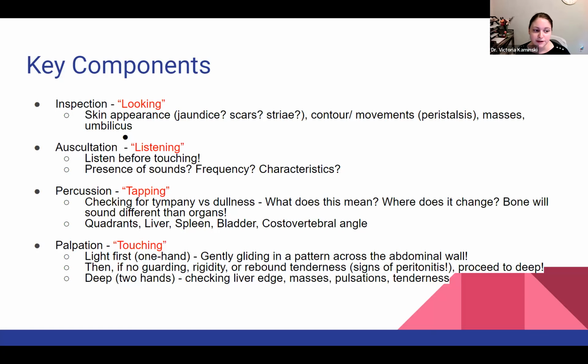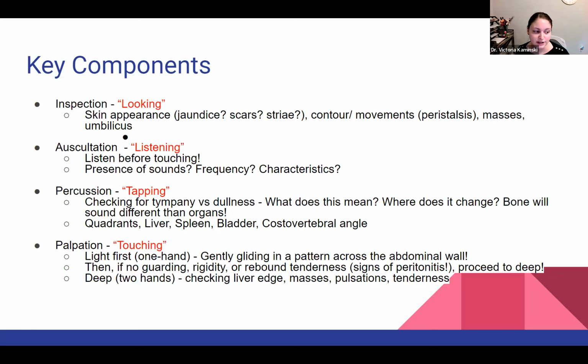Looking involves skin appearance, contour, movements, masses. You're going to be looking at the umbilicus, so you'd be raising the patient's shirt to about their breastbone. Again, you're going to keep them covered throughout. You're going to listen before touching, so the presence of bowel sounds, their frequency, their characteristics.